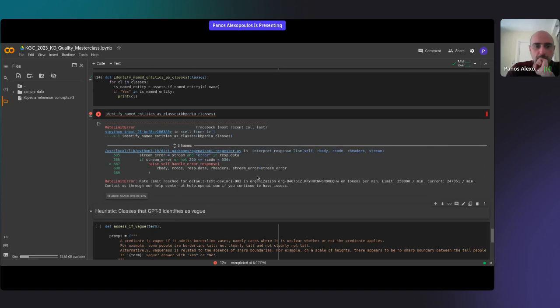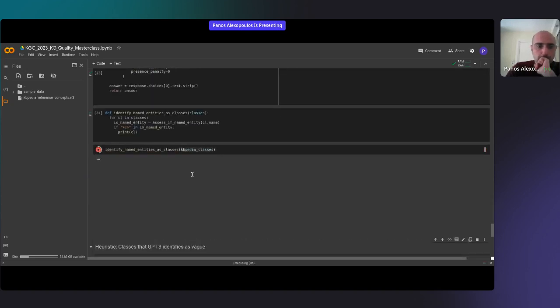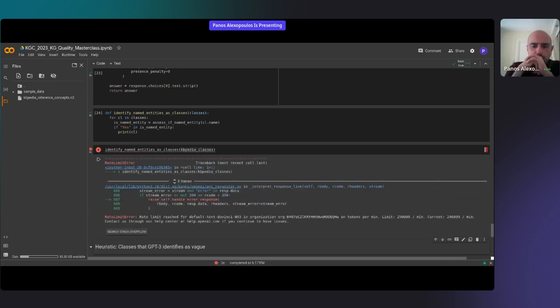I'm afraid I cannot use it at the moment, sorry for that, because of the rate limit. Let's see, I'll try again. No, I exceeded my rate limit for today. Sorry for that. But what you would see here, and I urge you to run this with your own GPT-3, is that many KBpedia classes are actually persons, organizations, or locations, and are identified as classes instead of individual entities, right?